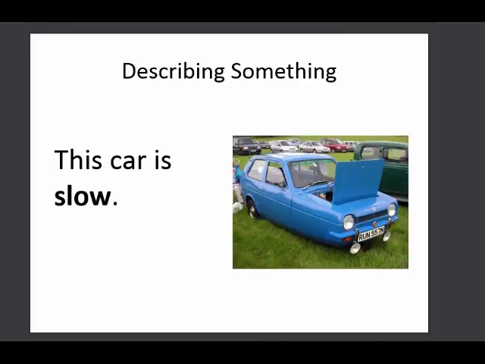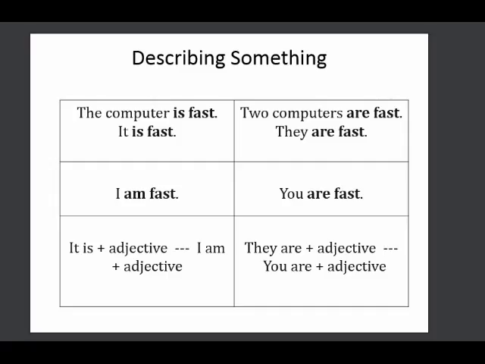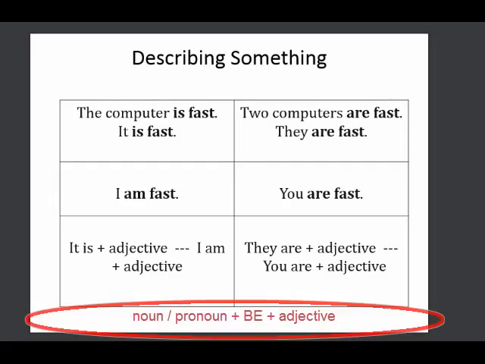This car is slow. What's the noun? Did you guess car? If you did, you're right. The car, this car, is the noun, and we use the be verb is plus an adjective, slow, to describe it. So, when we are describing something, we can use a noun and the be verb and an adjective.